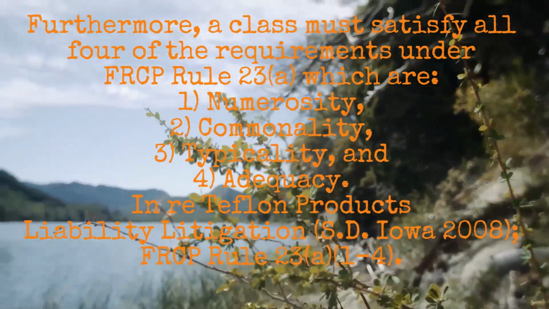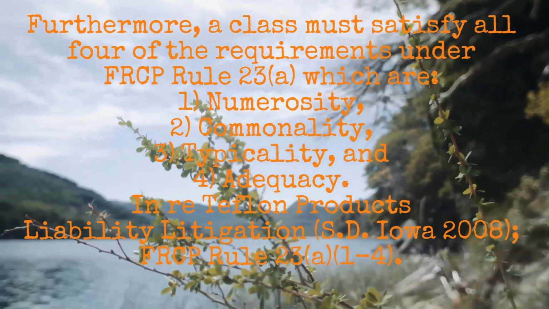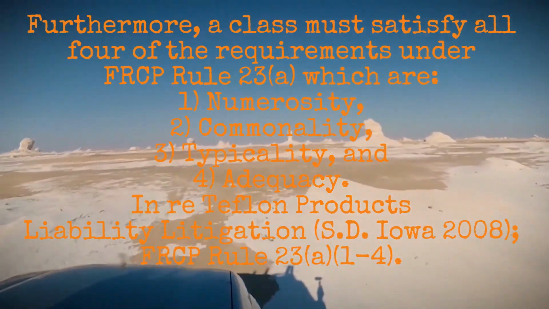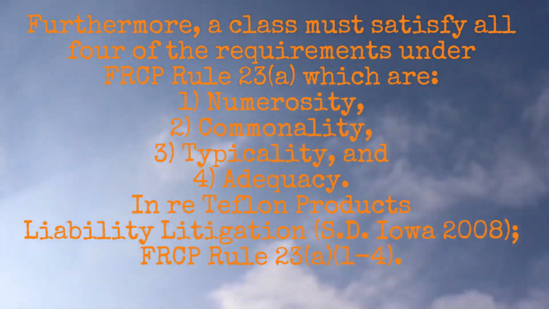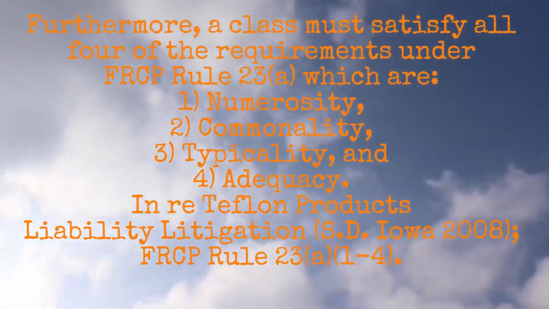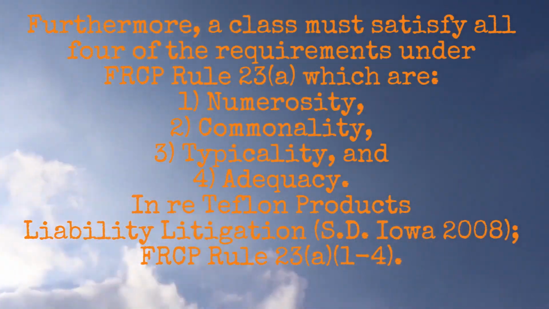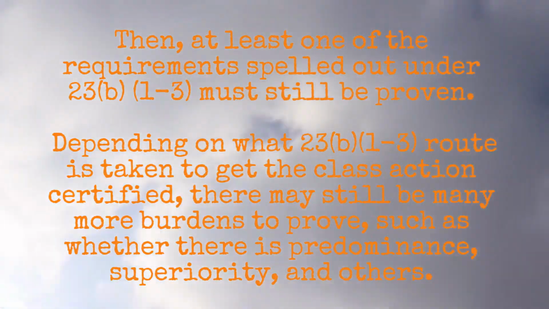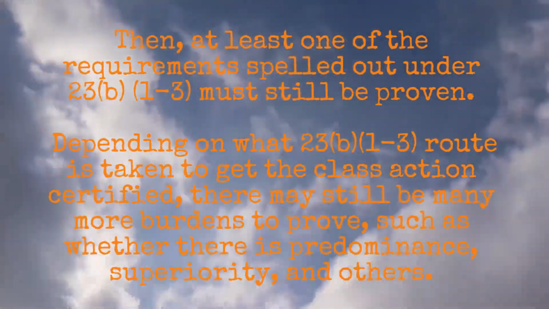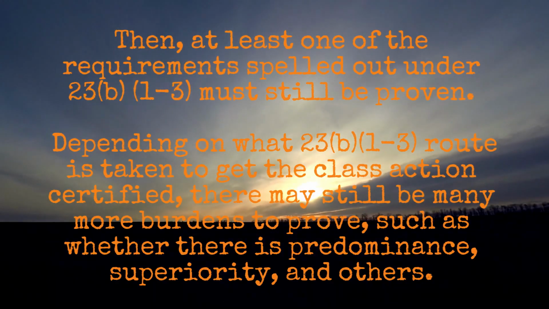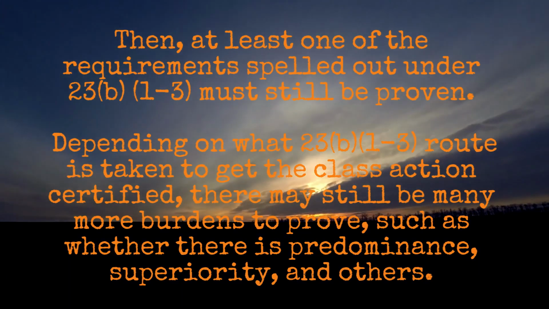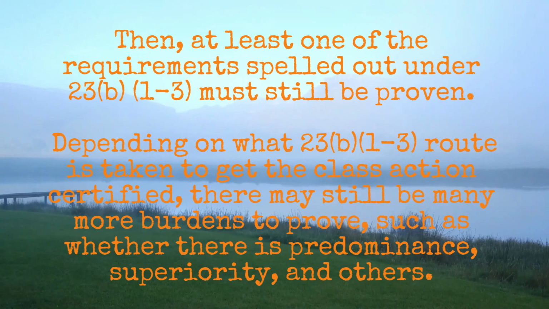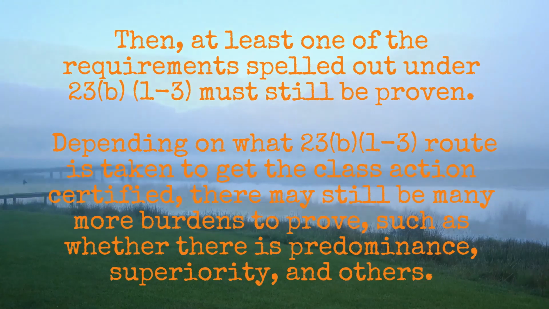Furthermore, a class must satisfy all four of the requirements under FRCP Rule 23(a), which are 1. Numerosity, 2. Commonality, 3. Typicality, and 4. Adequacy. Then, at least one of the requirements spelled out under 23(b)(1)-(3) must still be proven. Depending on which 23(b)(1)-(3) route is taken to get the class action certified, there may still be many more burdens to prove, such as whether there is predominance, superiority, and others.